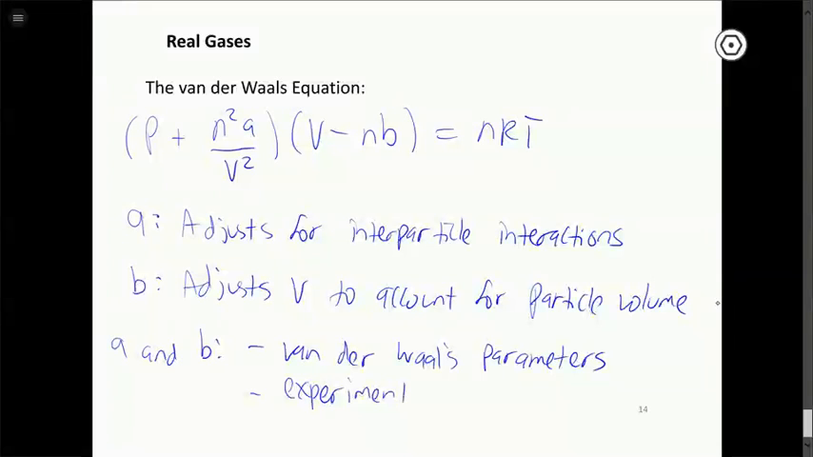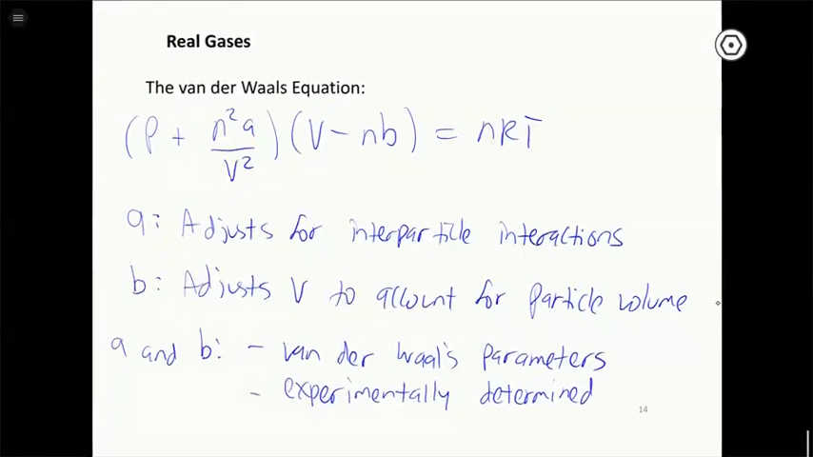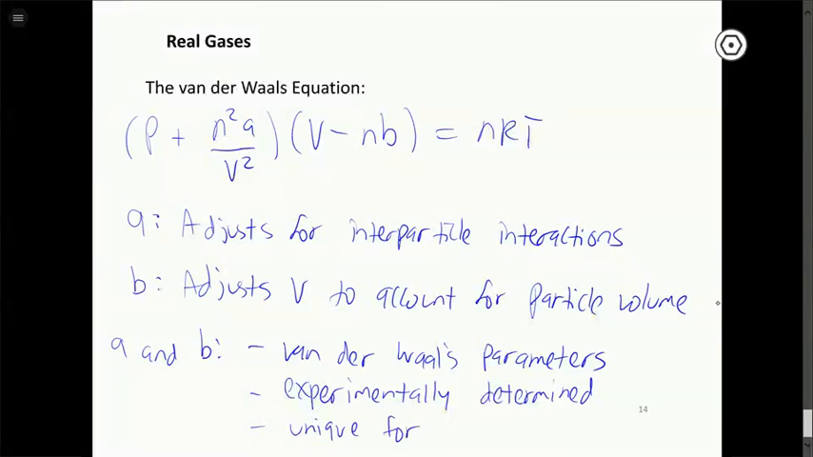These are experimentally determined parameters, so they're not something we can calculate or know from first principles. They're completely empirical, so they're tabulated for a bunch of different gases, and they depend on the type of gas, so they're unique for each different gas. The van der Waals parameters A and B are different depending on what gas you're talking about. They're not the same for everything. Essentially these are just experimental fudge factors that we add to the ideal gas equation to make it work better for real gases.